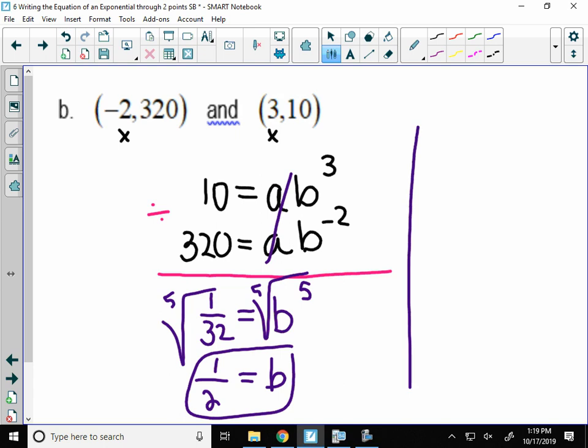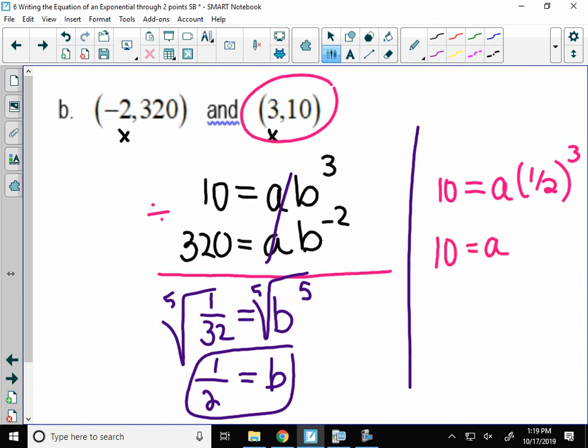All right, so then I just have to find A. Which point do you want to use? 3, 10. Okay, so when I write my equation, I'll put the 10 in for y equals, I don't know A, but I know B is 1/2 cubed. Now, what is 1/2 cubed? What's 1 cubed? 2 cubed? 8. All right, then what's the last step? I'm going to multiply by 8 or divide by 1/8. It doesn't matter. So my starting value is 80.